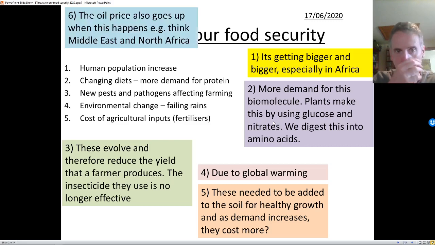Lastly, number 6, it says the oil price also goes up when this happens. Again, it's gone down massively because of this virus. But a few years ago there were conflicts in North Africa that drove it up. There have been Middle East conflicts and wars that have driven up the price. So yes, all of these affect our food security.